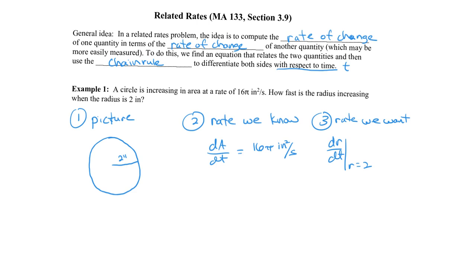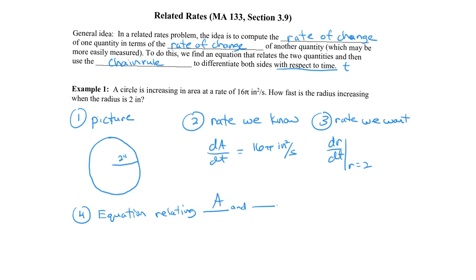The fourth thing we want to write down is we want to find an equation. So step 4, we want an equation relating blank and blank. And these blanks are whatever these variables are from steps 2 and 3. So we've got the area and the radius. Okay, so we want to find an equation relating the area and the radius.